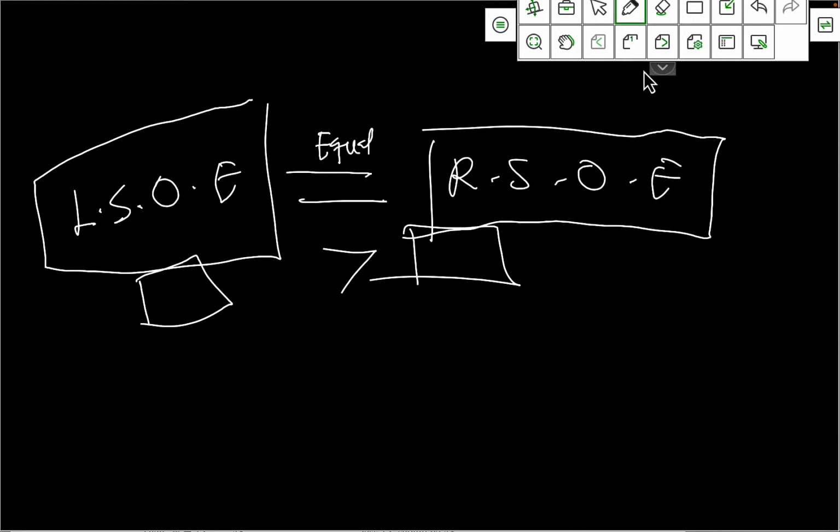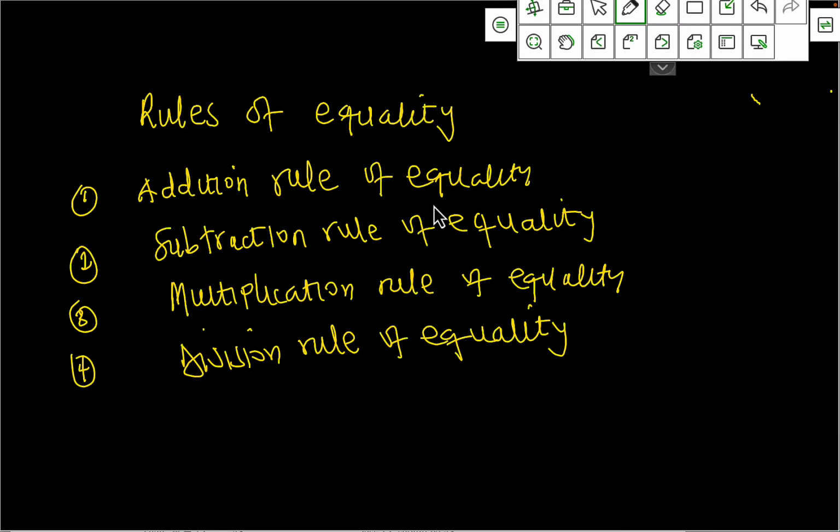These rules of equality are based on the four operators: the addition operator, subtraction operator, multiplication operator, and division operator. Let's look at how it all plays out. These are the four rules of equality: the addition rule, subtraction, multiplication, and division. Okay, so very important here, the name as it is, very important.